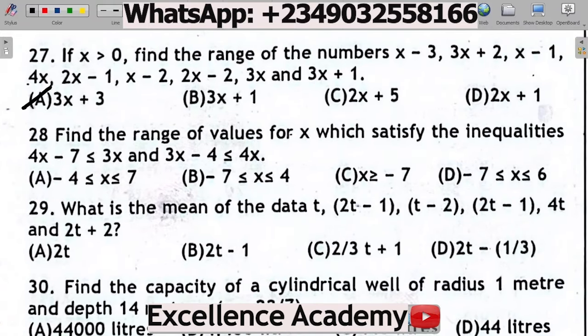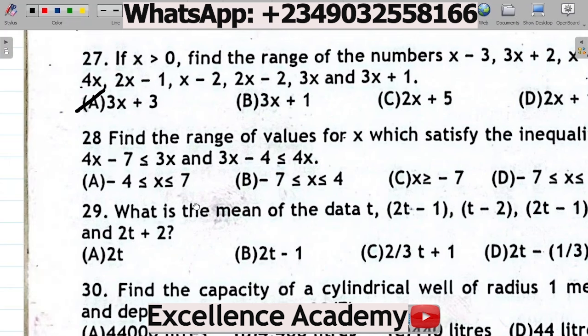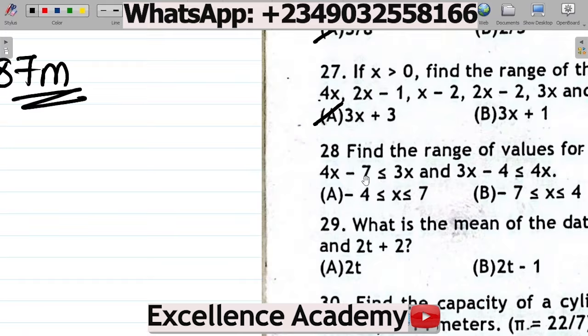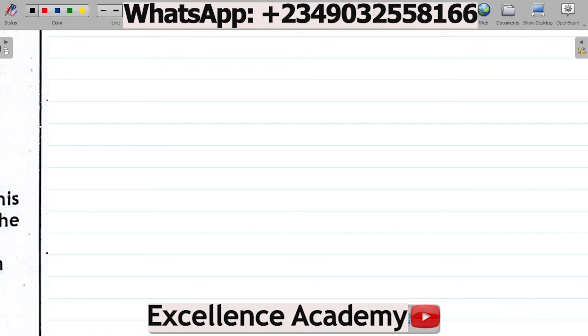Question number 28. 28 says, find the range of values for x which satisfies the inequalities 4x minus 7 less than or equal to 3x and 3x minus 4 less than or equal to 4x. You have option A, option B, option C, and option D. Let's start with the first thing there. 4x minus 7 is less than or equal to 3x.